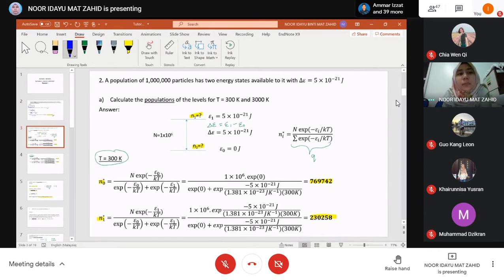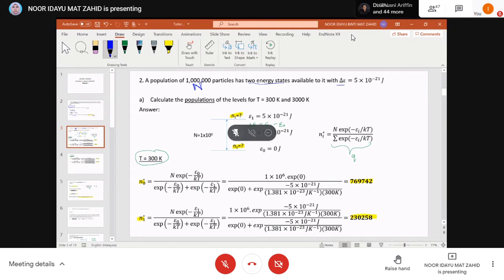Okay, question number 2. A population of 1 million particles, so this tells you that this is the total number of particles, the capital N, has 2 energy states available to it, with the change between energy states having the value 5 times 10 to the power of negative 21 joule. So whenever you see the statement 2 energy states, this is the energy difference. You should be able to imagine this as the splitting between the 2 energy states, which is 5 times 10 to the power of negative 21 joule.